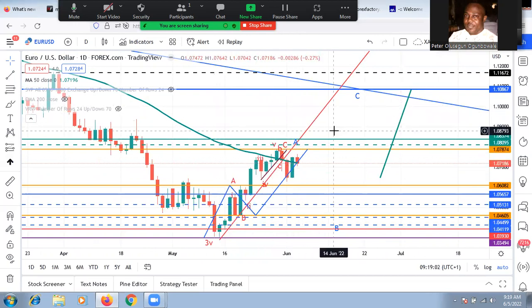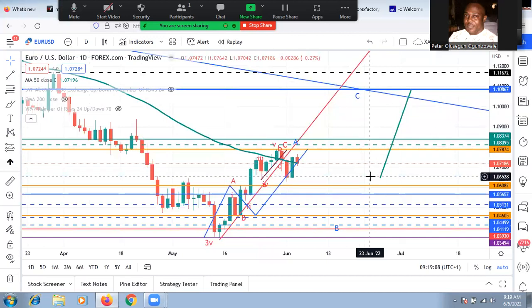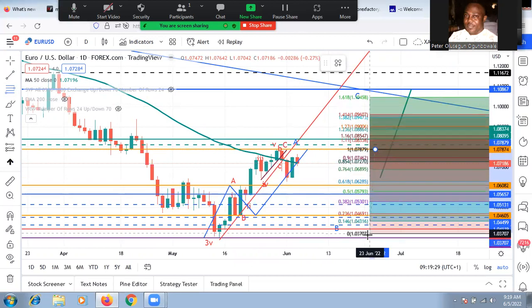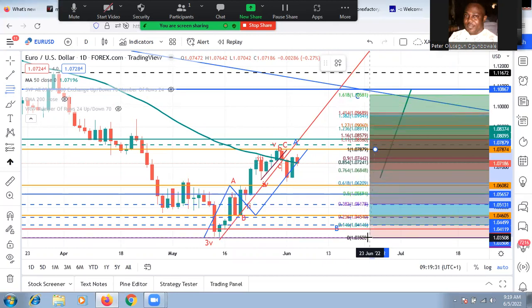What it can be again is 123% of it. So if this is 100% of it, then we are saying that the price may just return here to touch here. And if it's going to be 123% of it, this is what it's going to look like. So we are just trying to project. A 123% of it will look like this.